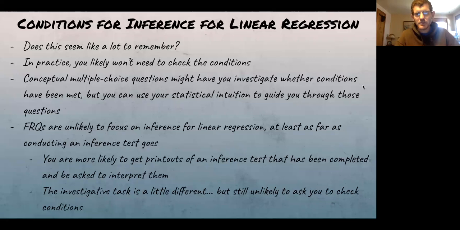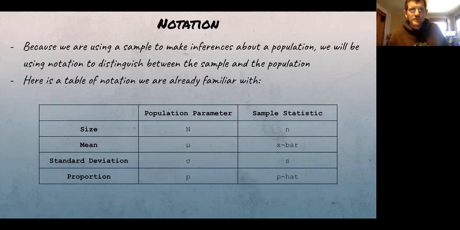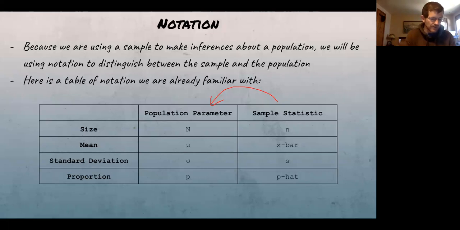Okay, so enough about that. Let's focus on this. Notation. We need to introduce a little bit of notation, and basically remember that as we're doing inference, we are inferring from the sample to make claims about the population. And so we need to distinguish when we're talking about the sample versus talking about the population. So if we're talking about the size, the sample size is lowercase n, and the population is capital N. We don't use that much, but we've mentioned it a few times. X bar and mu for mean, S and sigma for standard deviation, and so on.